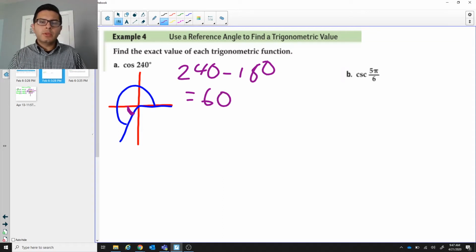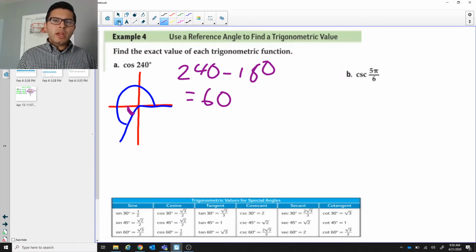Now, how are we going to find out what our trig functions equal? Well, that is where our list comes in. So I have just copied down our trig table from the previous example, and we're going to use this. If we look, we're working with 60 degrees.